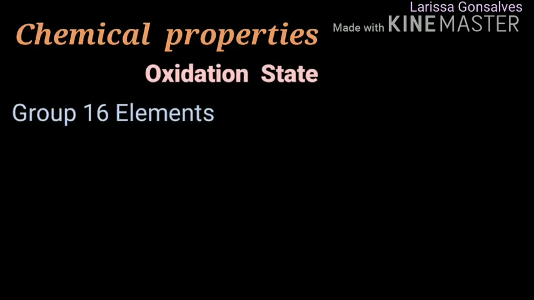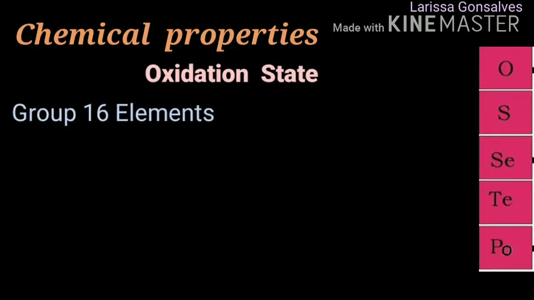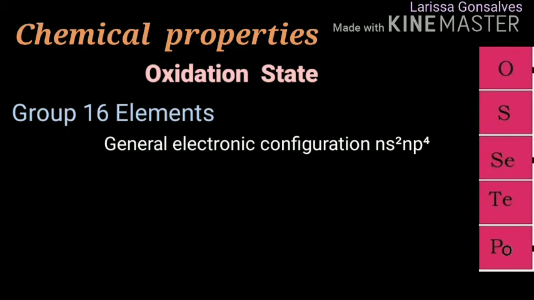Group 16 elements. We know the general electronic configuration of group 16 elements is ns2np4. Hence, group 16 elements can attain a noble gas electronic configuration if they accept 2 electrons. If they accept 2 electrons, then the configuration np4 will become np6, which is the electronic configuration of noble gas.